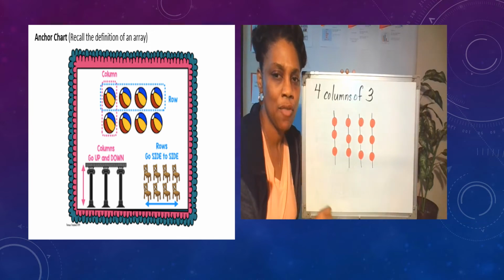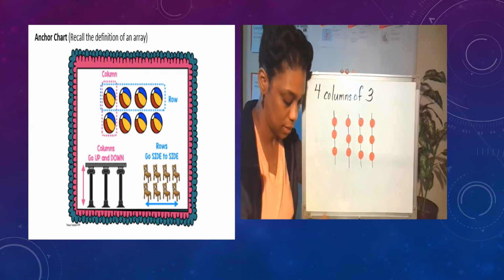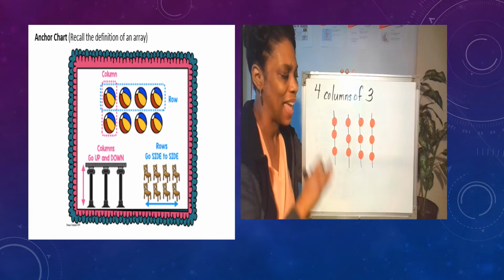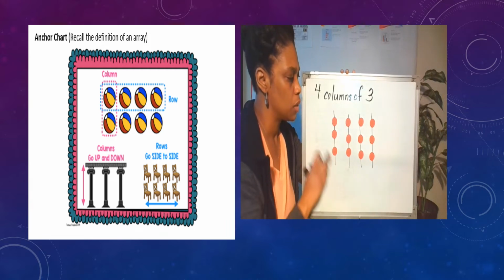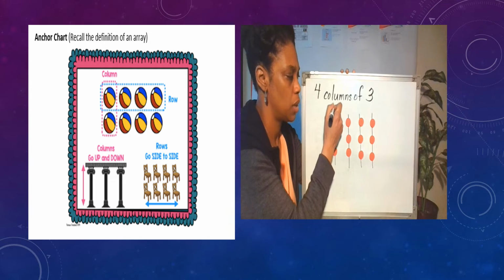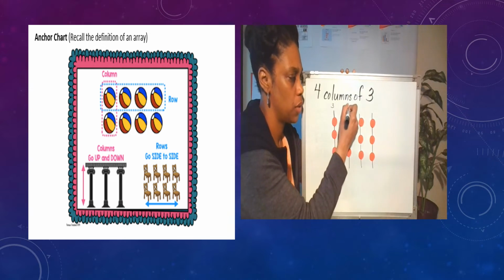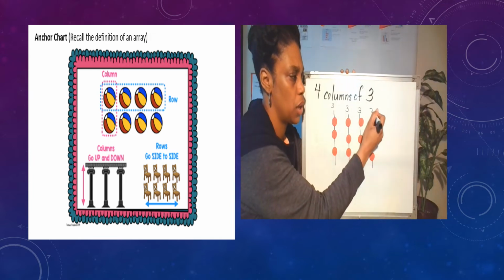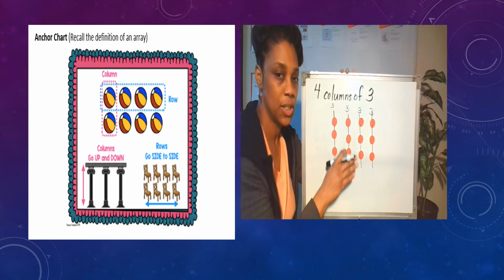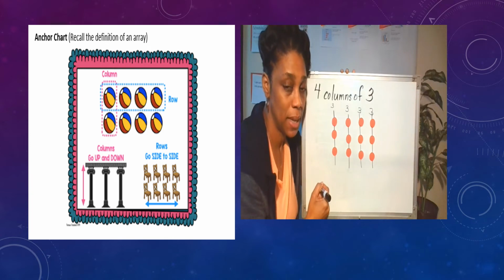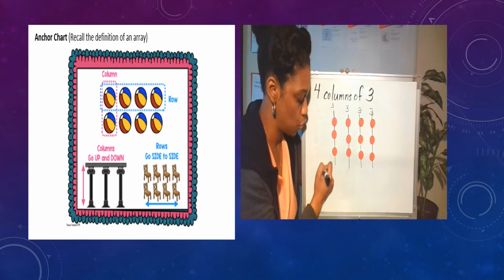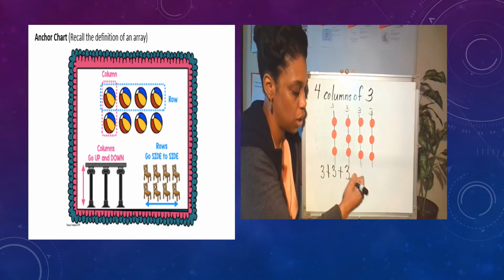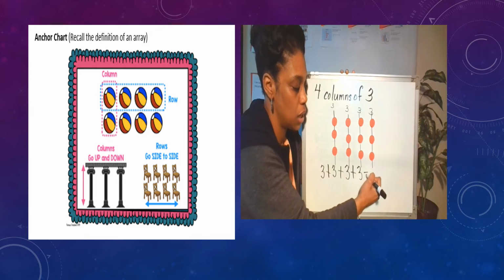How can I take this and write this as a repeated addition sentence? Well, let's see. What's repeating itself here if I'm looking at columns going up and down? 1, 2, 3. That's 3 here. 3 here. 3 here. 3 here. So there's 3 on each column. So I would write my repeated addition sentence as 3 plus 3 plus 3 plus 3 equals.